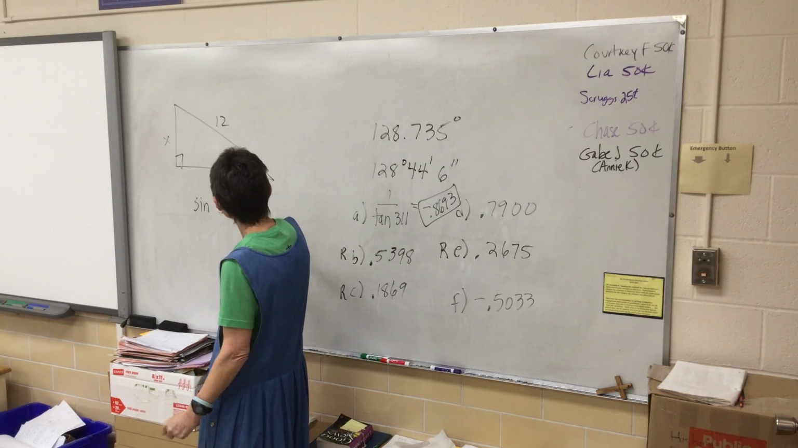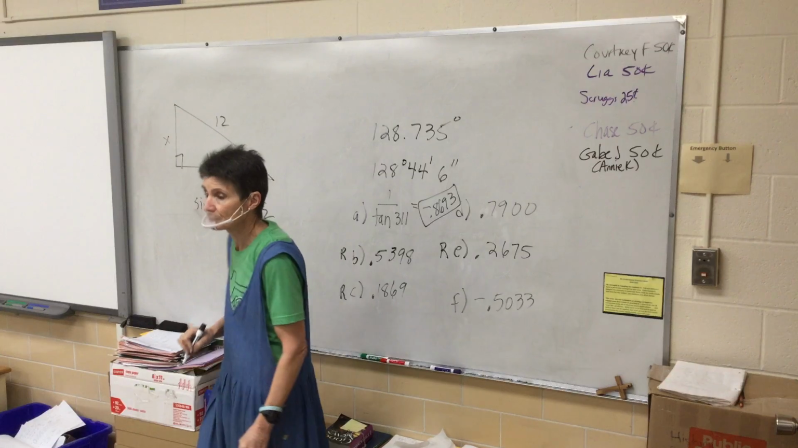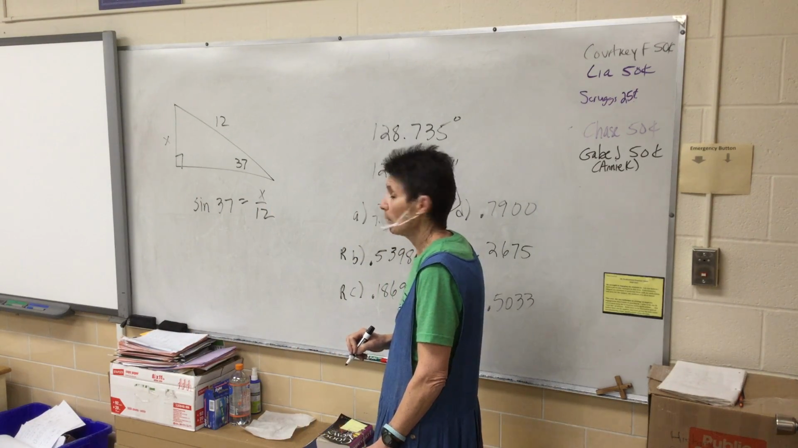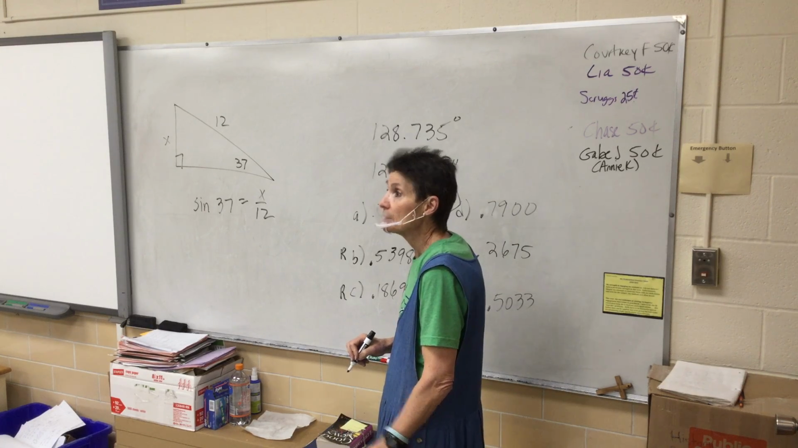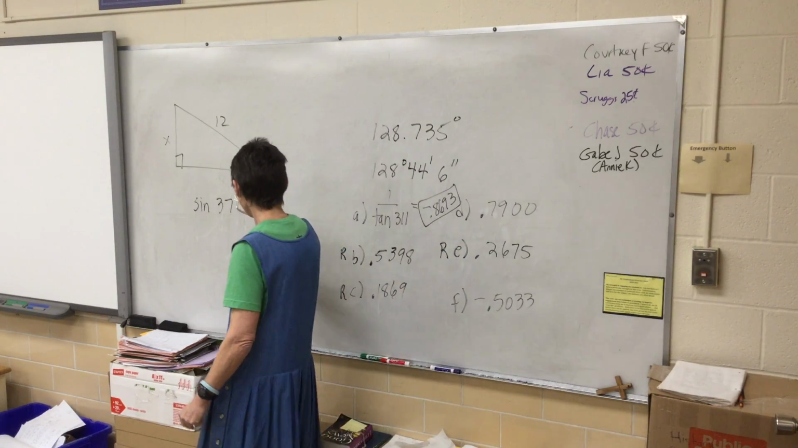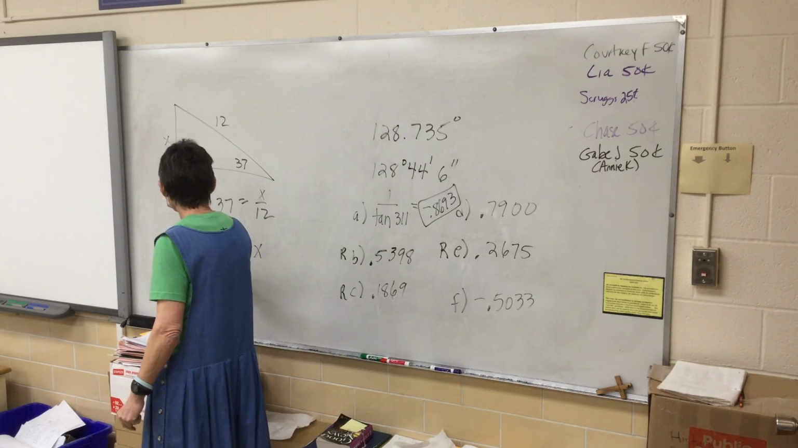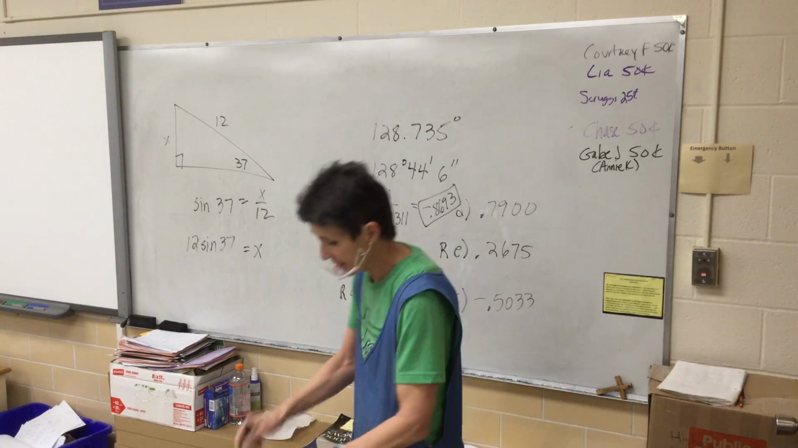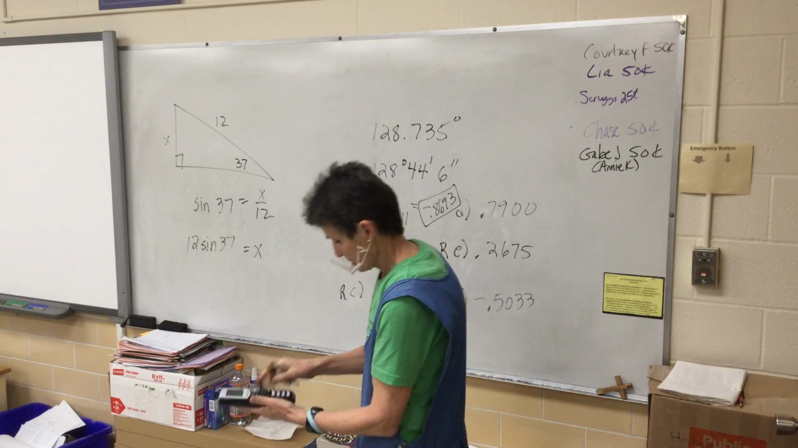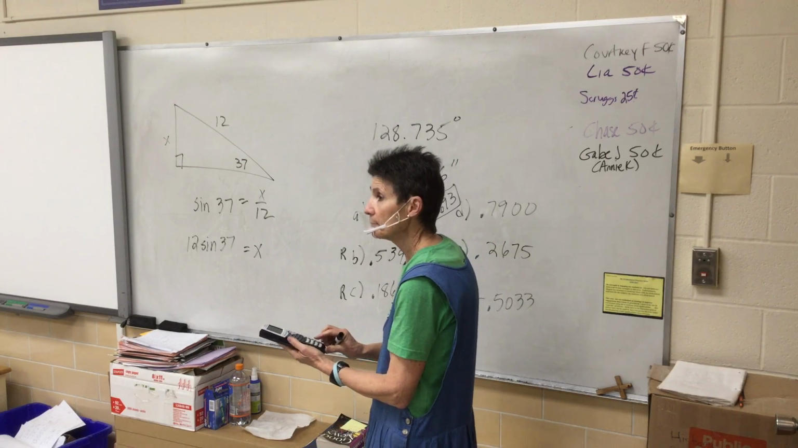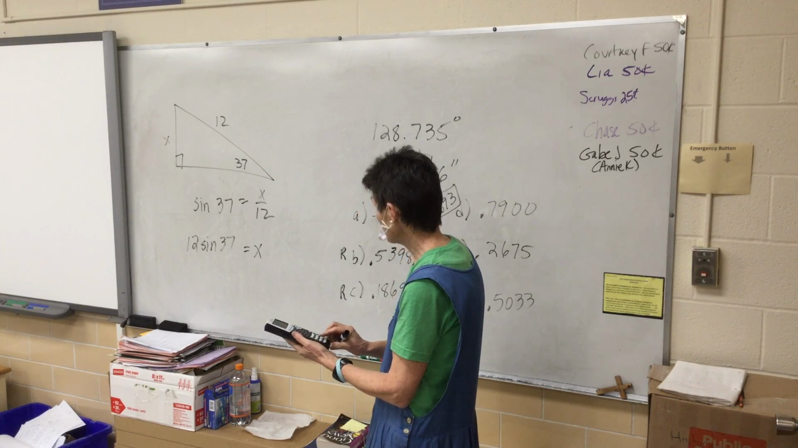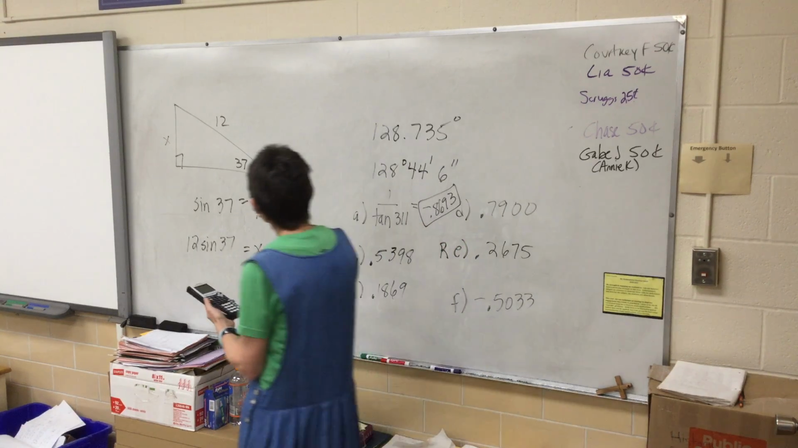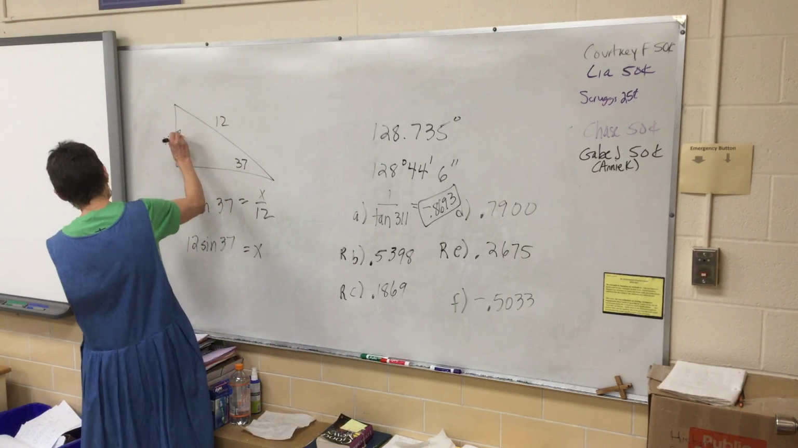So sine 37 equals x over 12. Now what? Multiply by 12. Always get rid of your fraction. If you're trying to get x by itself, you have to get rid of the fraction. And then we're done. So I type it in now: 12 sine 37. And that side is 7.22.